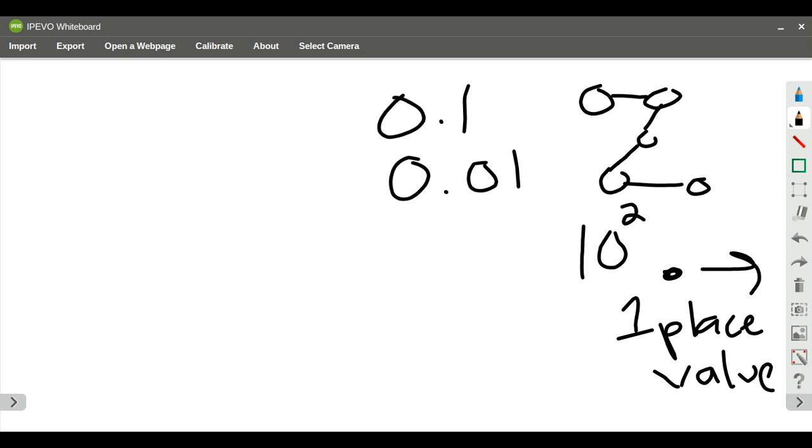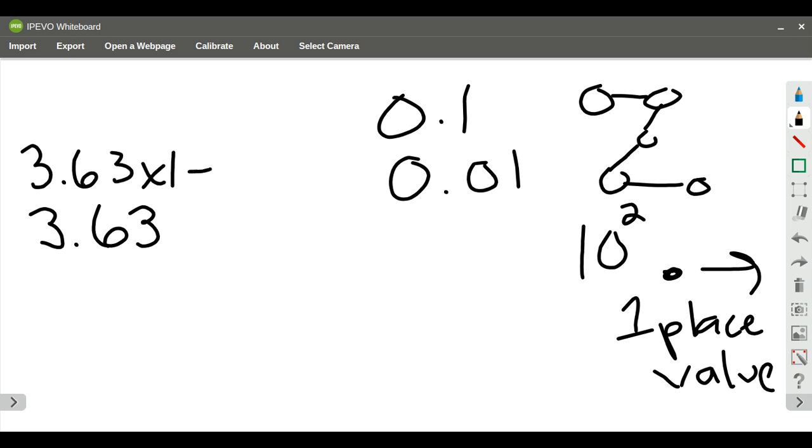So I'm going to go back to that first example that we looked at, which was 3 and 63 hundredths. And when I multiply 3 and 63 hundredths by 1, my answer stays the same, right? The decimal doesn't move. So anytime I multiply anything by 1, the answer is that original number. But let's look at what it does when I multiply it by a value that is less than 1, or by that decimal place value.